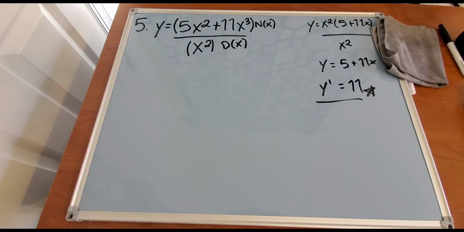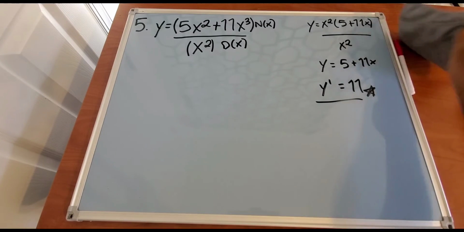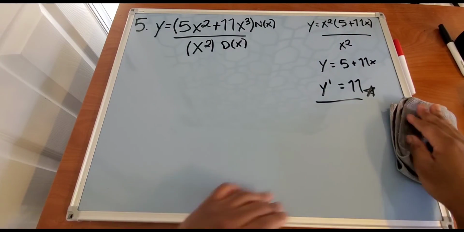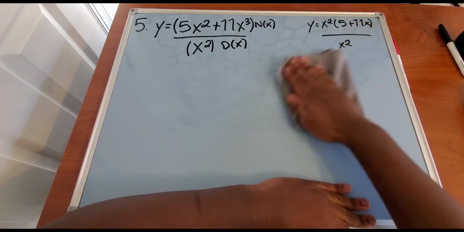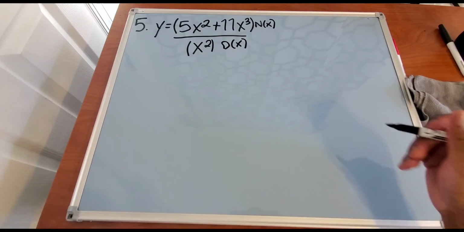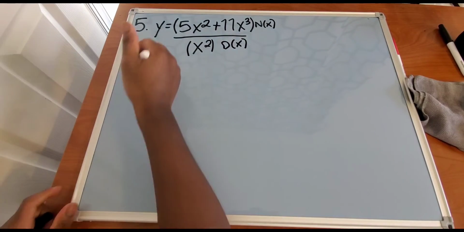So because we've identified 5x squared plus 11x cubed as our numerator and x squared as our denominator, we can just take the derivative. So I'm going to have to erase this. Just keep that 11 in your mind for when we get to the final answer. So this is one of the more lengthy ones.